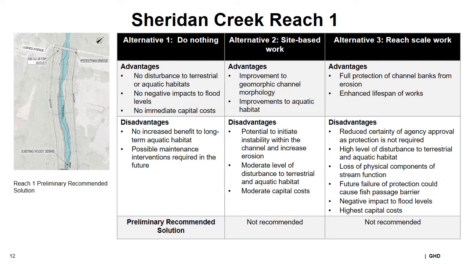Alternative 1, do nothing, was identified as the preliminary recommended solution for Reach 1 because it poses no immediate erosion risk. As a result, the do nothing alternative offers more advantages and less disadvantages compared to the other two alternative solutions.